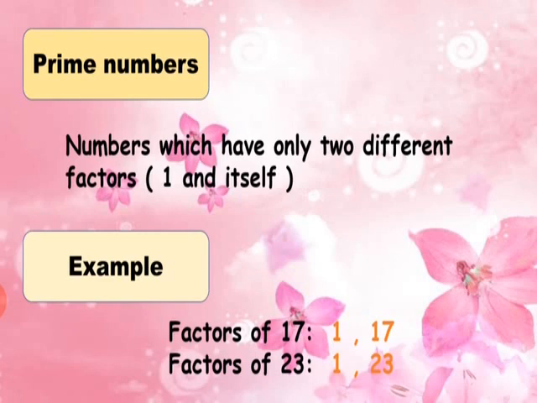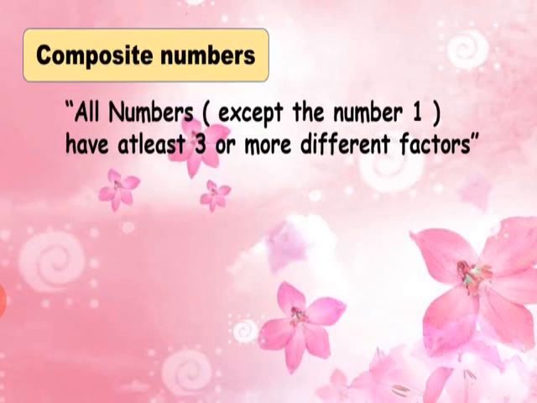Okay. And the next is composite numbers. So class, composite numbers are all numbers except the number 1. All the numbers except the number 1 have at least 3 or more different factors.